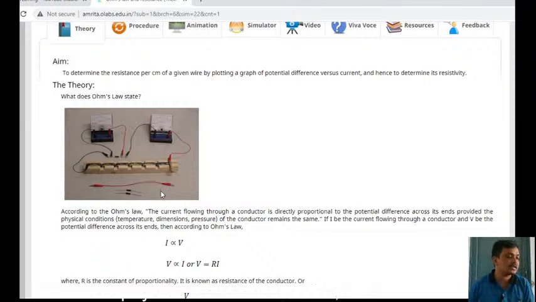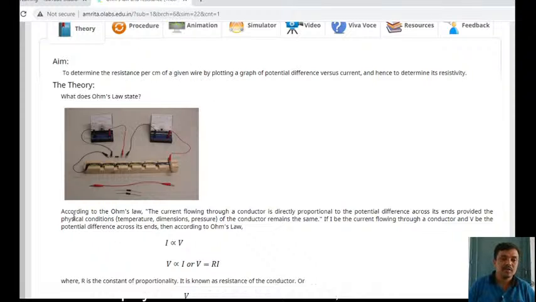Yes, Savan. Current is directly proportional to potential difference. When the proportionality is removed, we will get some constant. What is the name of that one? Okay, you see here, this is to determine the resistance per centimeter. I am going to verify Ohm's law and find out the resistance per centimeter.